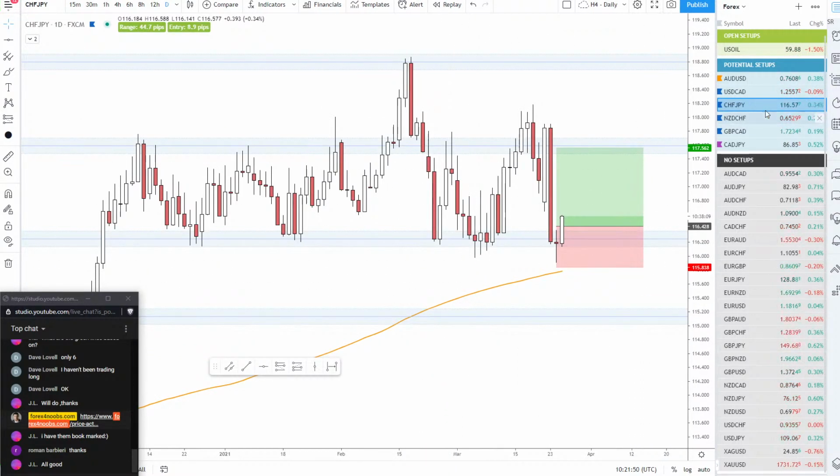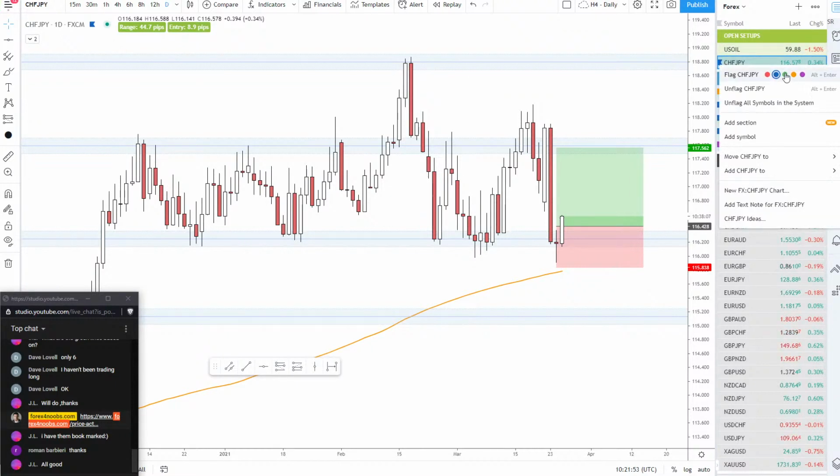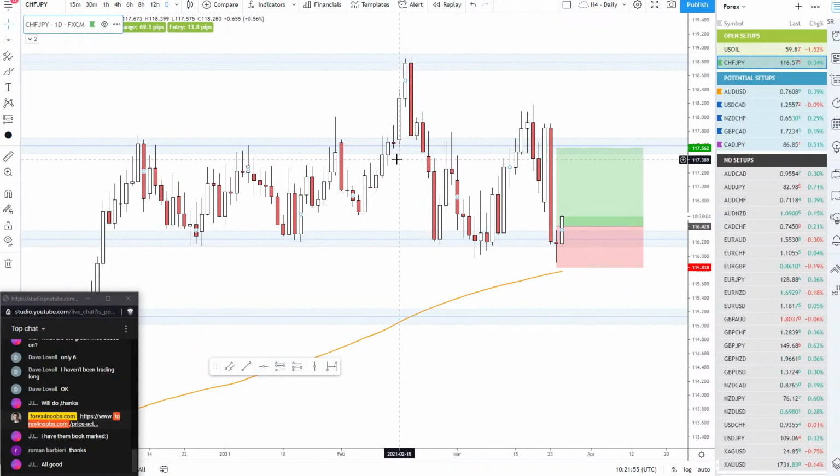CHFJPY, this one is actually an open position. I don't know why I have it here. I'm not in this one, but some of you guys are in. Looks like a good setup. You know, hold on to it.